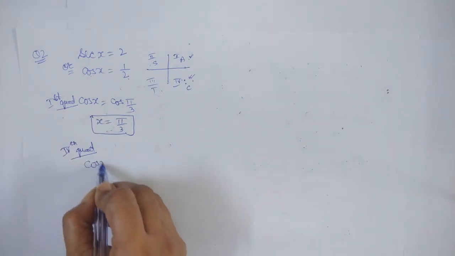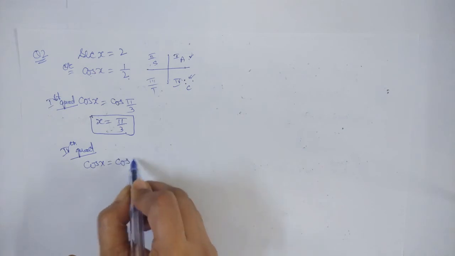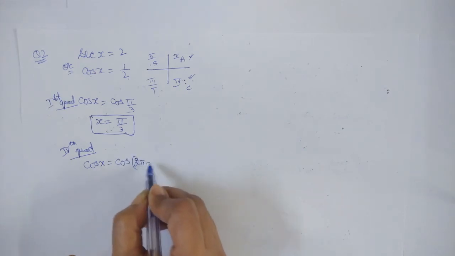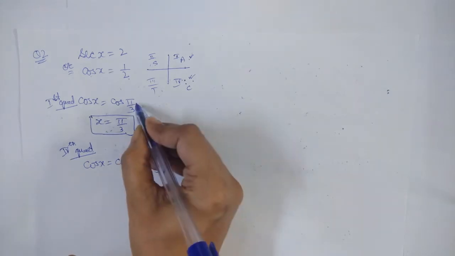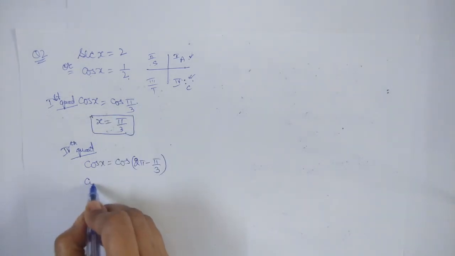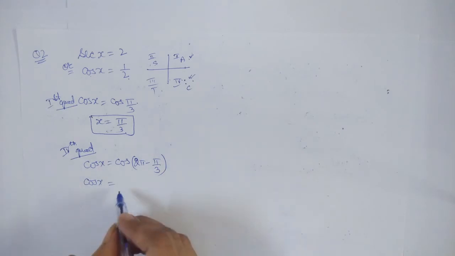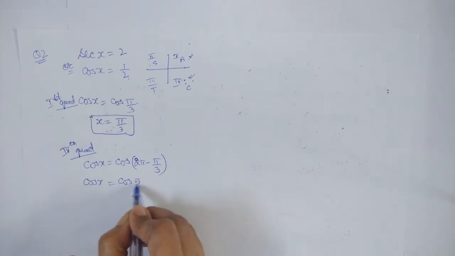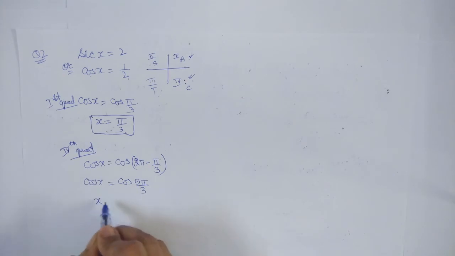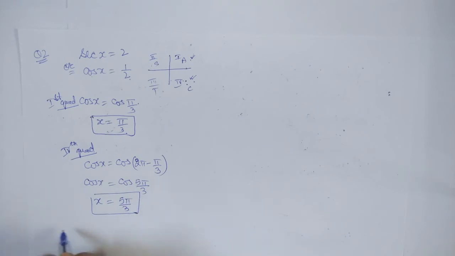So here cos x equals cos 360 minus pi by 3. From the first quadrant we have got it. So cos x equals, now solve it, you will get cos 5 pi by 3. So by comparing, x equals 5 pi by 3. So these are the two principal solutions, that is pi by 3 and 5 pi by 3.